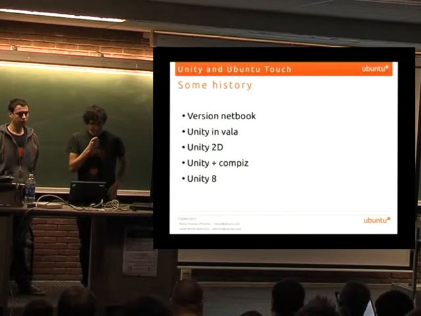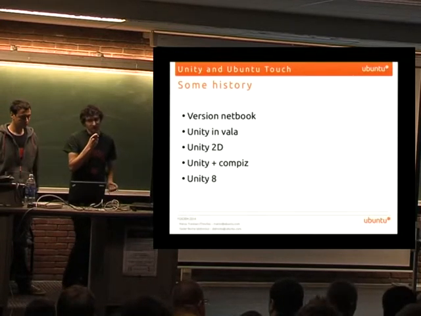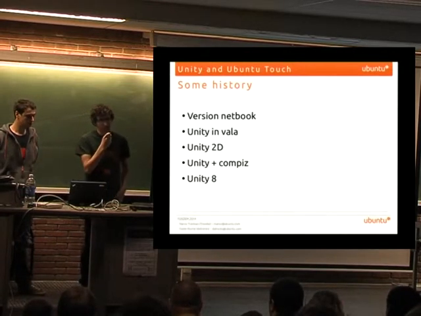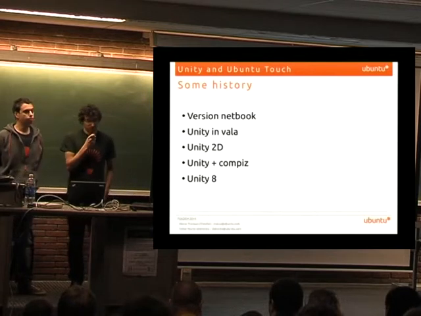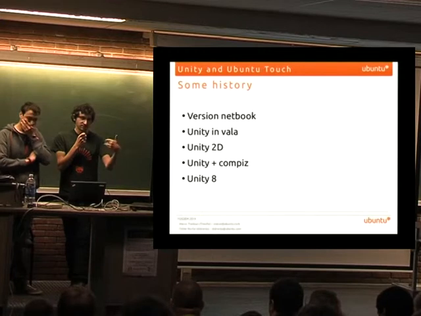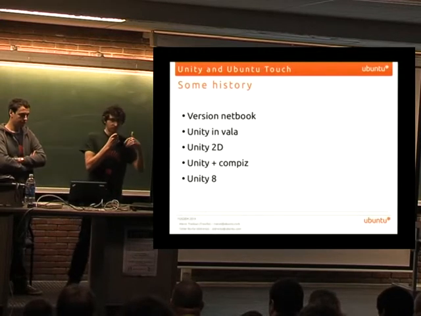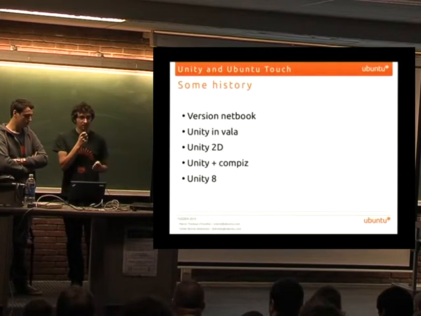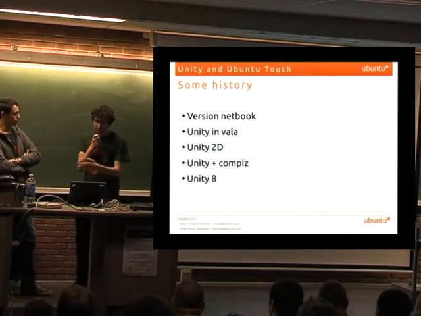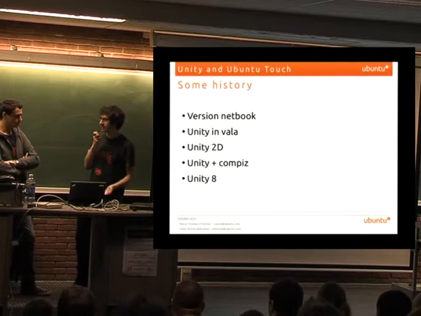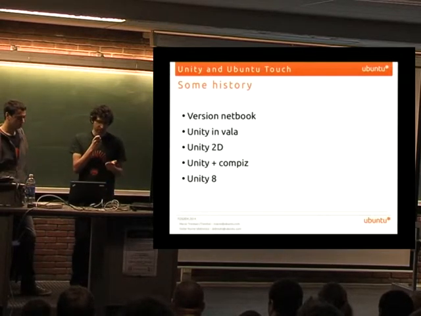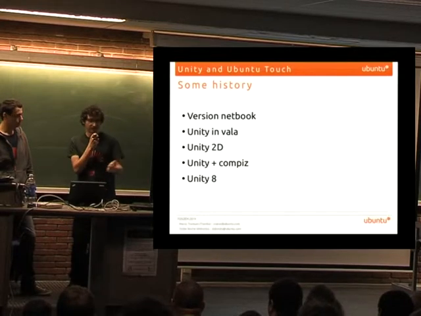And so some other people in the company worked on another version of Unity called Unity 2D, written in Qt and QML. So it was in Qt 4 and QML 1. And so basically it was their version of Unity, which tried to reproduce what Unity 3D is doing, but only in software rendering. And so then I will talk about Unity 8 in particular. So the Unity that you have on the Ubuntu desktop today is Unity and Compiz.